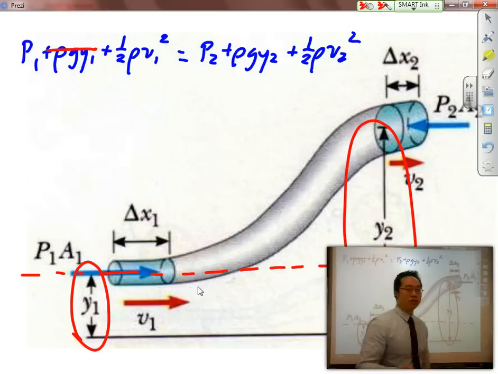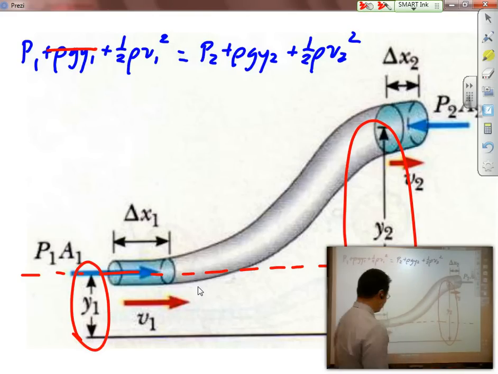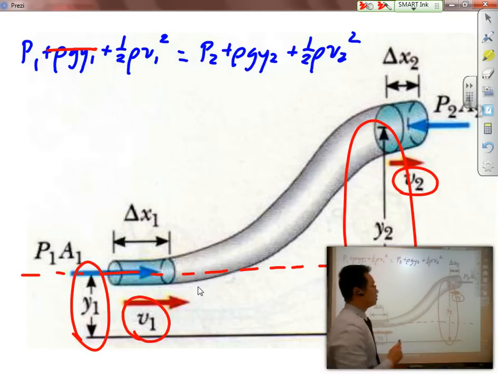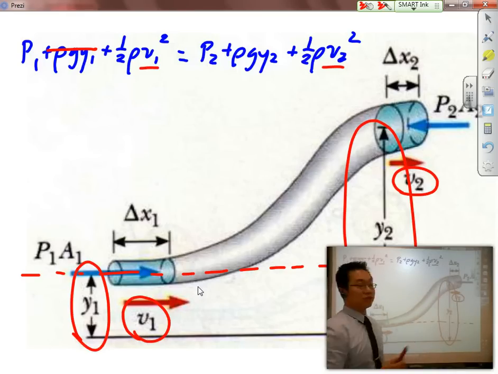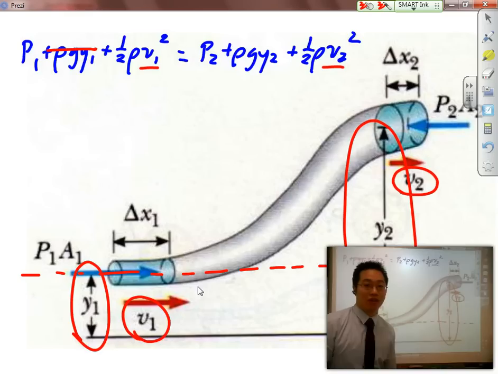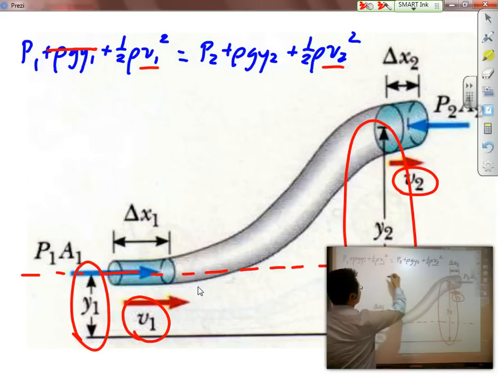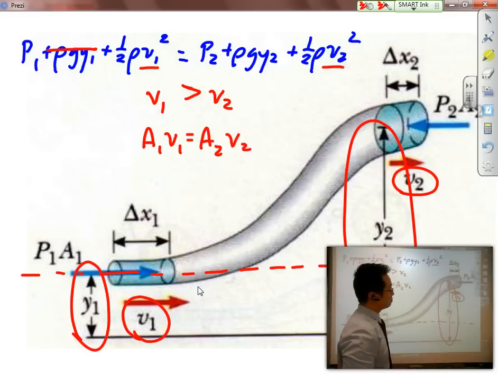What's interesting to note is that the velocity, okay, is going to be dictated by our flow rate formula. So if the pipe is changing diameters, it's going to change velocities. So in this case, okay, we see that at the second location, the pipe is getting thicker. So we know that V1 is going to be greater than V2, and we could actually use A1 V1 equal to A2 V2 to solve for the second velocity.